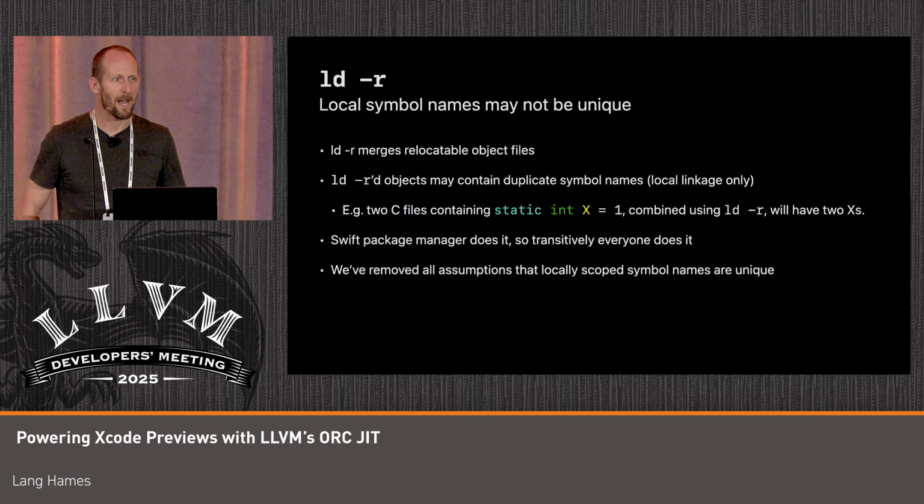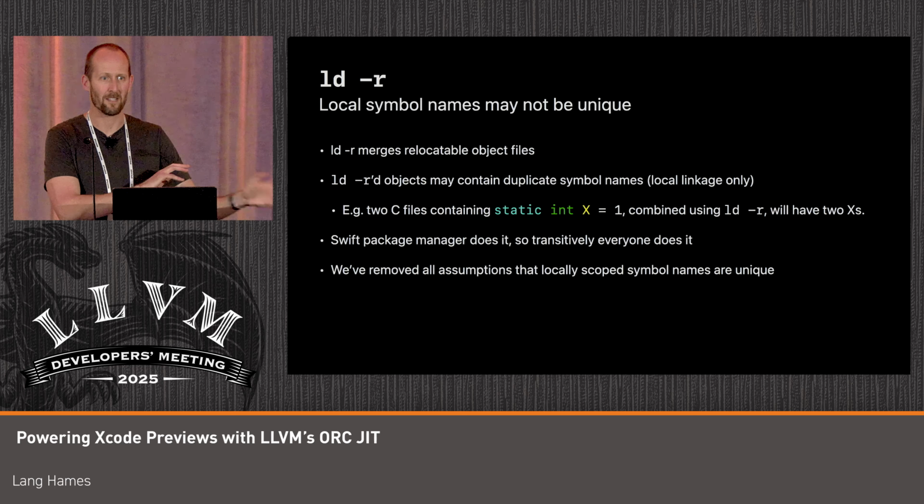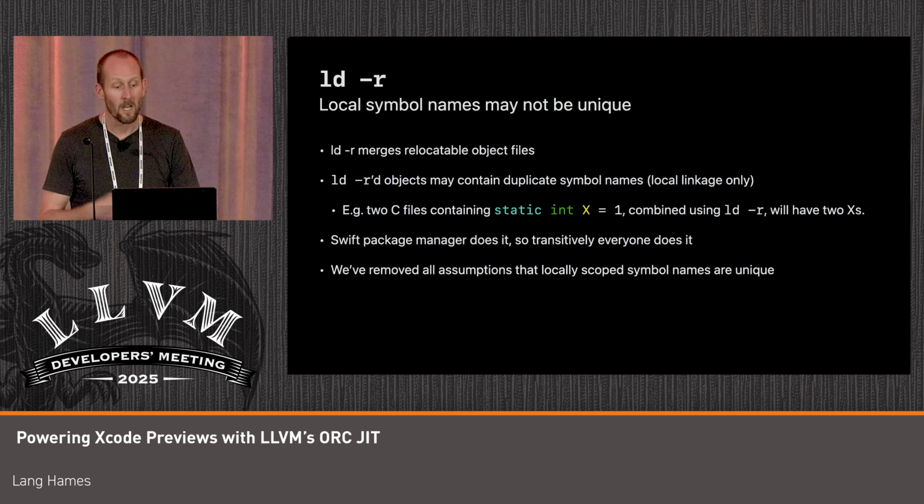And this is sort of a common pattern, right? Features that seem really obscure, even simple programs often depend on them somewhere transitively in their dependence chain. So in any case, we've removed all assumptions that locally scoped symbol names are unique, and this is now supported.